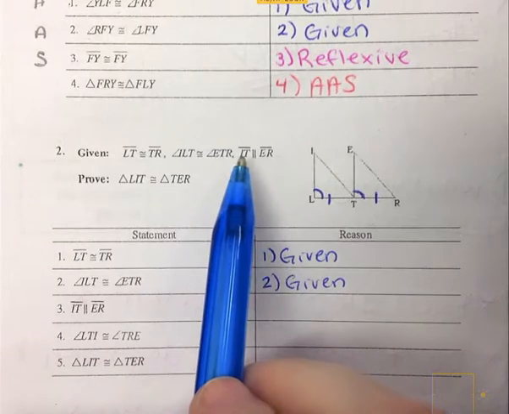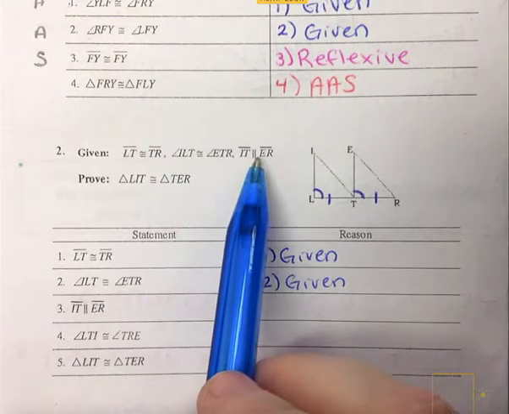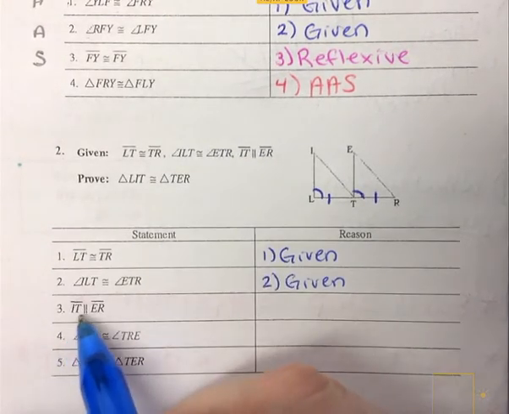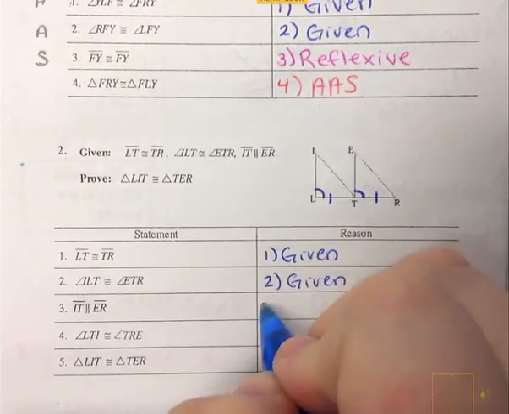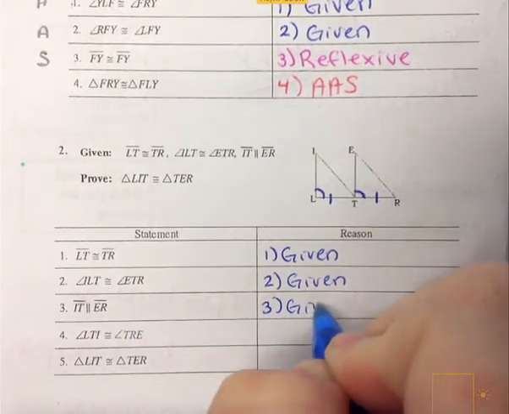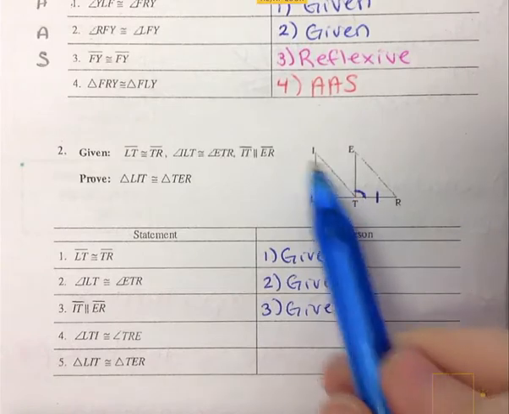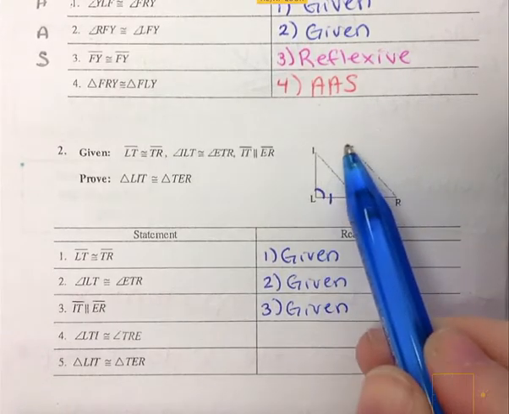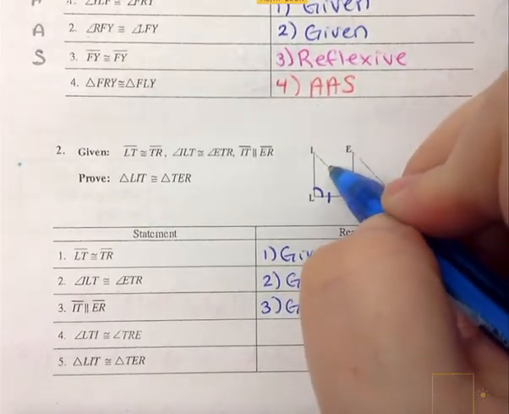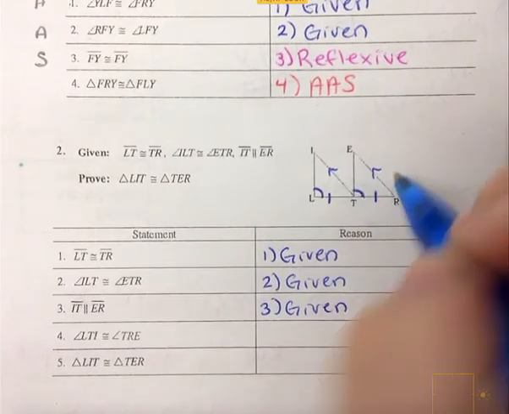And then our third statement, segment IT is parallel to segment ER. Also in statement 3, reason 3 would be given. So segment IT is parallel to segment ER. We want to mark that with the parallel lines.